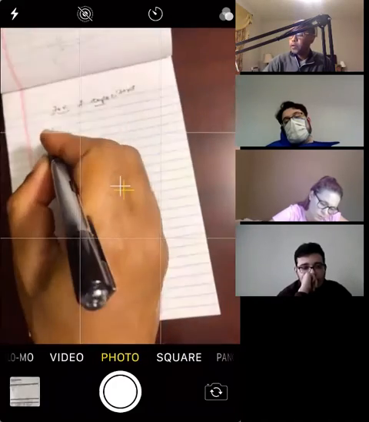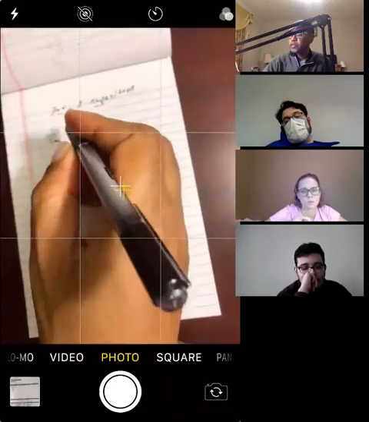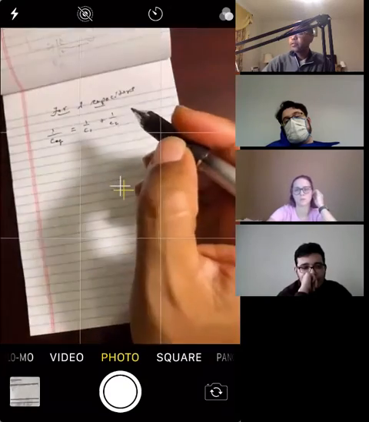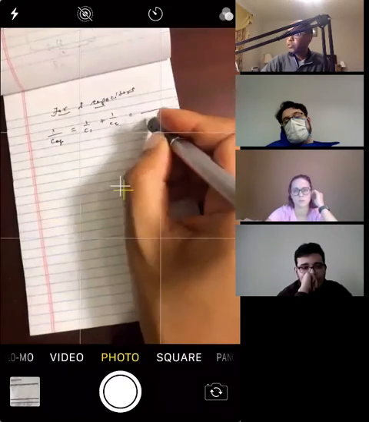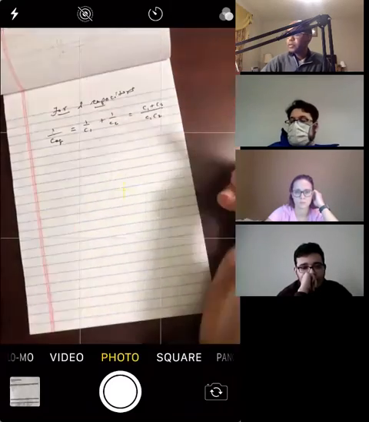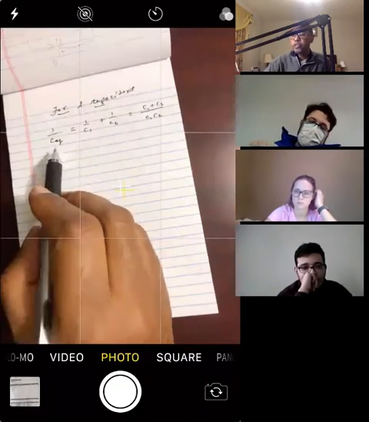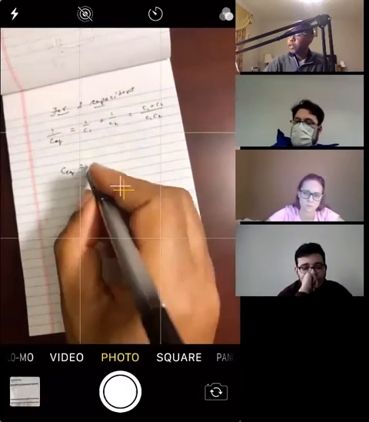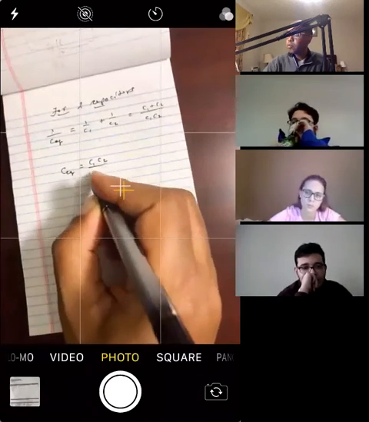So 1 over CEQ equals 1 over C1 plus 1 over C2, okay? So you take the LCM, which is C1 C2, and you get C1 plus C2 over here. And then you have to take the inverse. This is the inverse of the equivalent capacitance. And you get the equivalent capacitance simply as product over sum, okay?